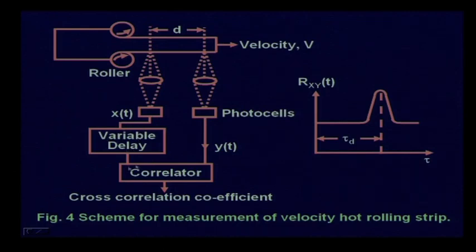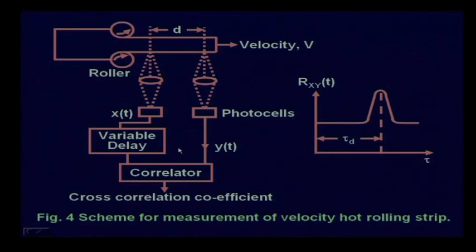We have a variable delay here. We are assuming these two signals are the same type of signals, but they are not exactly the same signals. They are coming from two different sources. So, we have to make the cross correlation function of these two signals. This is the correlator, which makes the cross correlation of the two signals, which are coming, y(t) and x(t), and the cross correlation coefficients we are getting here.